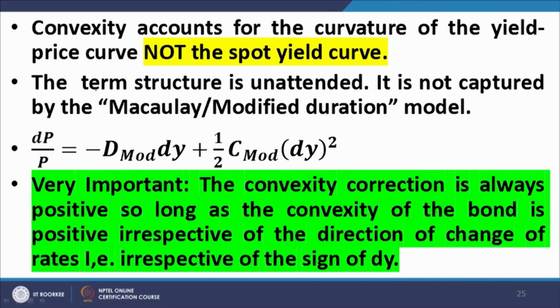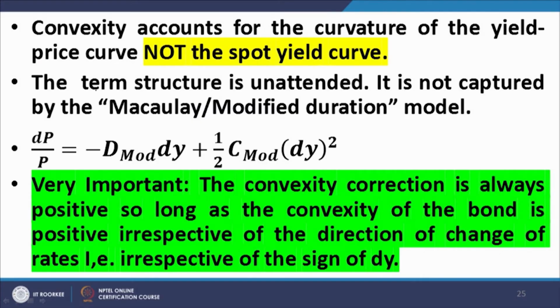So, convexity accounts for the curvature of the yield price curve, not the spot yield curve. Convexity basically has nothing to do with the spot yield curve, nothing to do with the term structure of interest rates. It accounts for the curvature that is there in the yield price curve. The term structure is unattended. It is not captured in the Macaulay duration or modified duration framework.